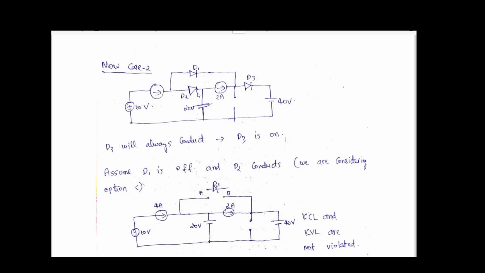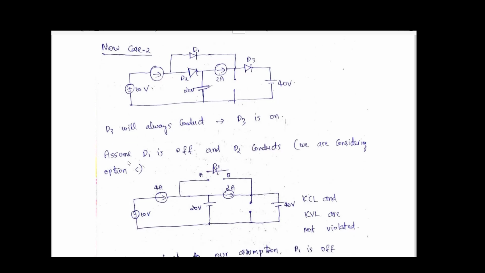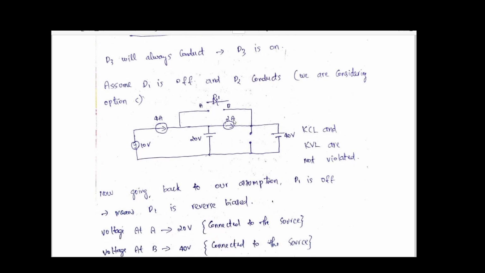Now, one thing we have confirmed. Next thing are D1 and D2. Now we will go for some assumption. So for the first thing, I assume D1 is off and D2 conducts. Then our circuit will become like this. So here also KCL and KVL are not violated, okay? Because whatever current entering this point, you can lead through this circuit or this branch. We can apply KVL in this loop. So the KVL is not violated and KCL is also not violated.